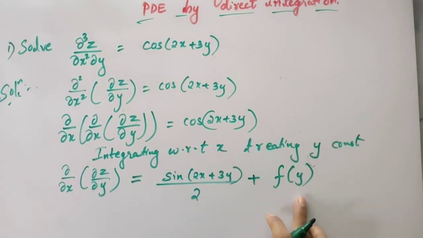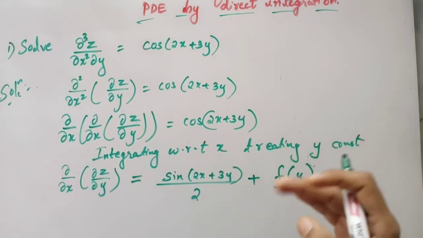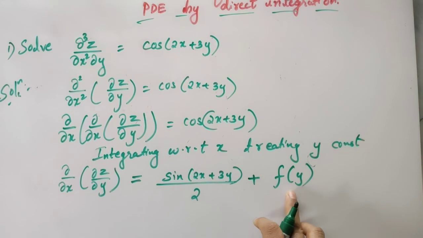Now why this? Because while differentiating with respect to x partially, you had treated y constant. Wherever y alone was there, the derivative of that with respect to x, you had treated as 0. So to make the account of all that, we write an arbitrary function of y here. That should be clear.